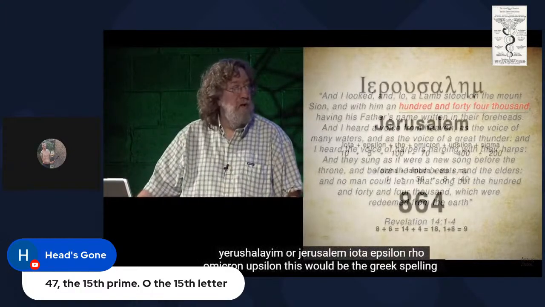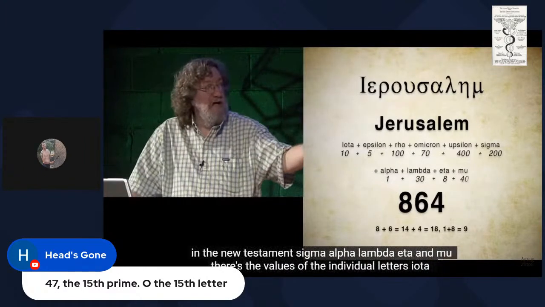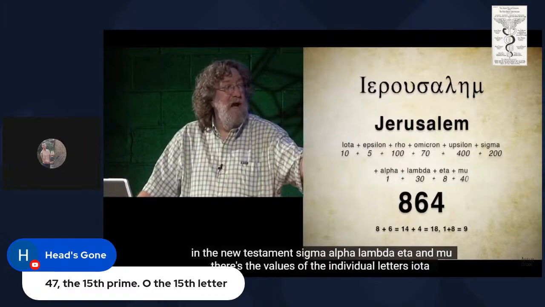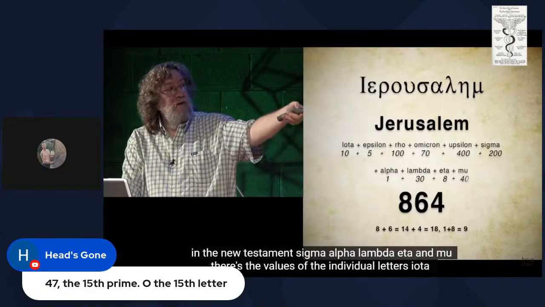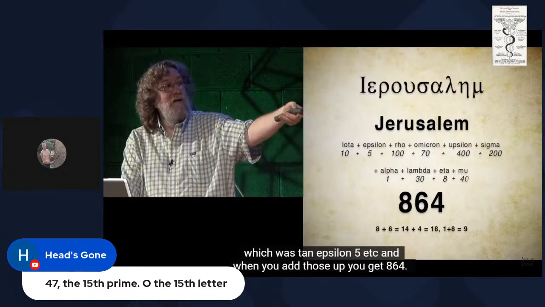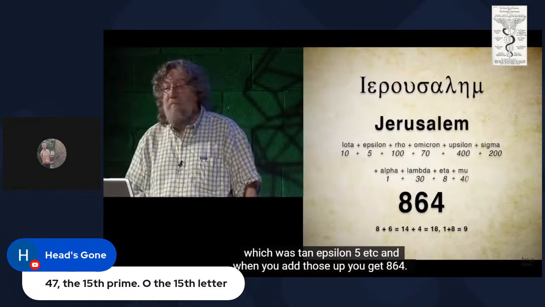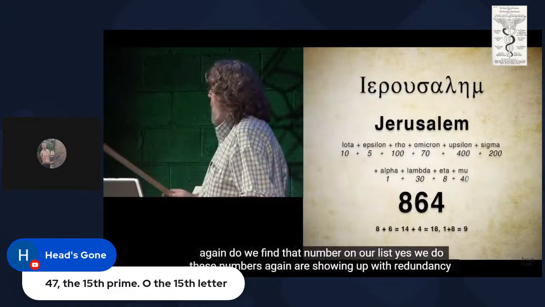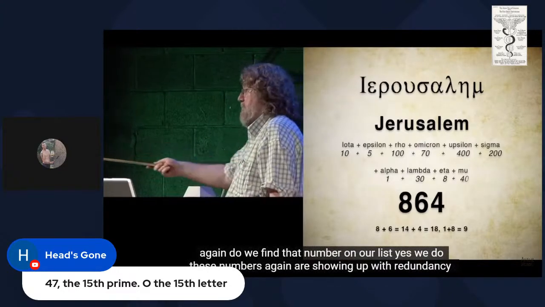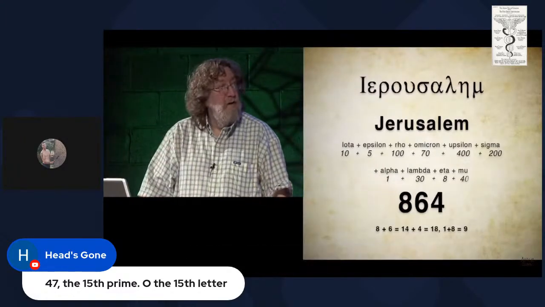Yerushalayim, or Jerusalem. Iota, epsilon, rho, omicron, upsilon. This would be the Greek spelling in the New Testament. Sigma, alpha, lambda, eta, and mu. There are the values of the individual letters: iota, which was 10, epsilon, 5, etc. And when you add those up, you get 864. Again, do we find that number on our list? Yes, we do. These numbers, again, are showing up with redundancy.